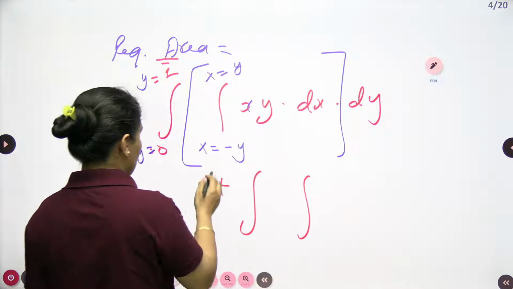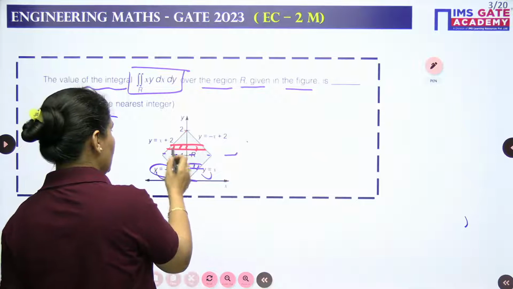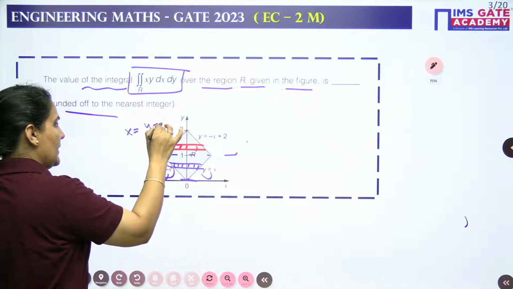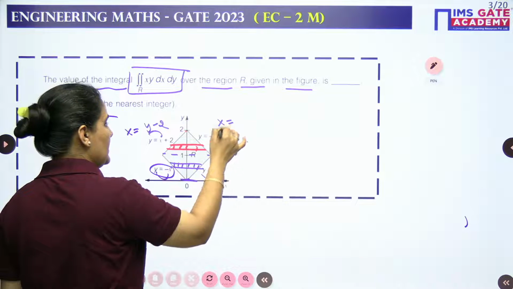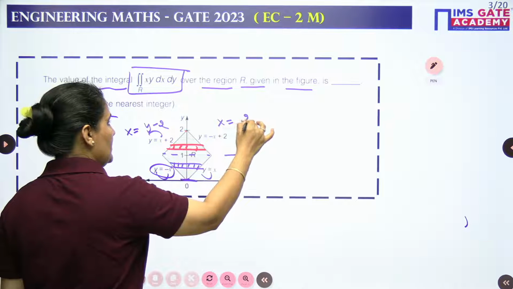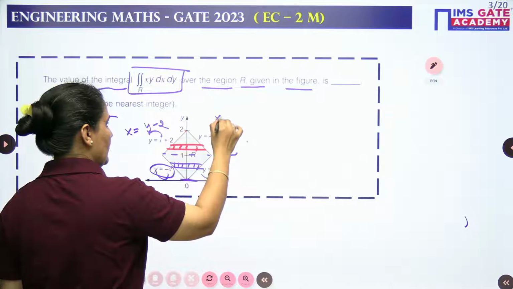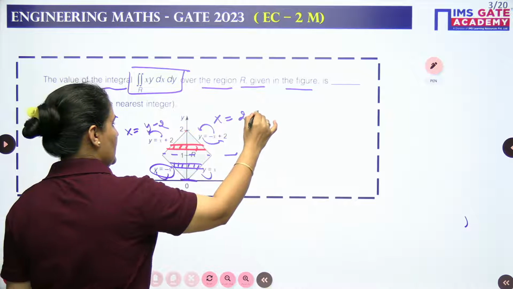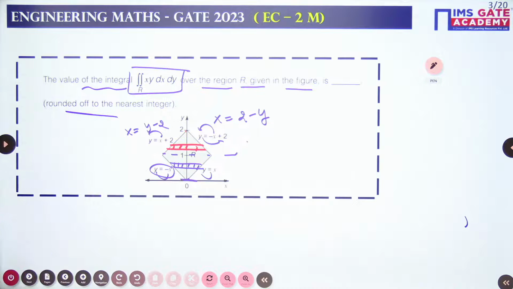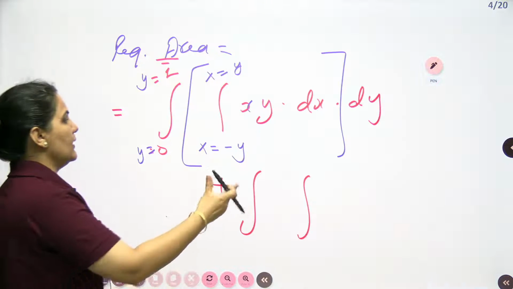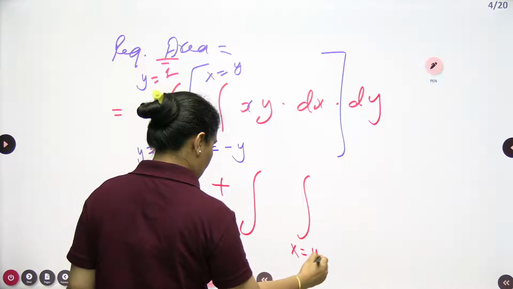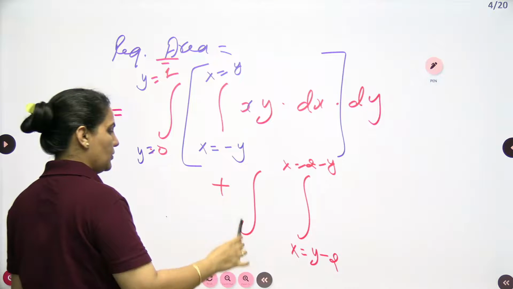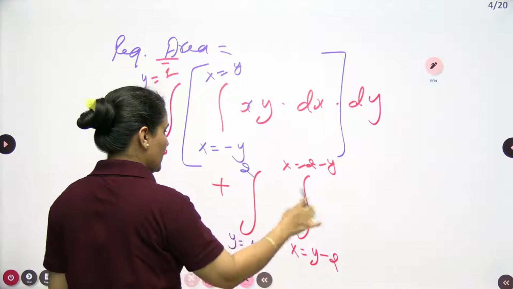So if I go here for this upper one, I need to find out the value of x, which will be y minus 2, and from here x will be 2 minus y. So the value of x goes from y minus 2 to 2 minus y, and my y-axis is lying between 1 to 2. So I will write down y is existing between 1 to 2.